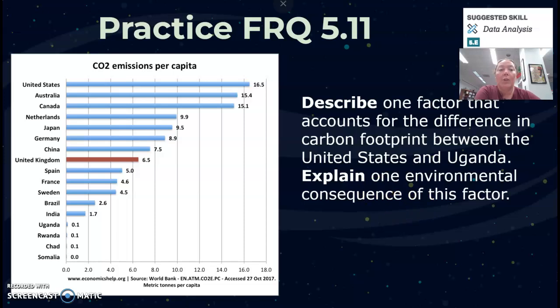For your free response, please describe one factor that accounts for the difference in carbon footprint between the United States and Uganda, and explain one environmental consequence of this factor. Remember that carbon footprint is how many tons of CO2 you emit in a year. And that's per capita, so this graph is showing you per person. So why is the United States 16.5 tons, whereas Uganda is 0.1? What is one factor that accounts for that difference? And then also, what's a negative environmental consequence of whatever factor you choose?